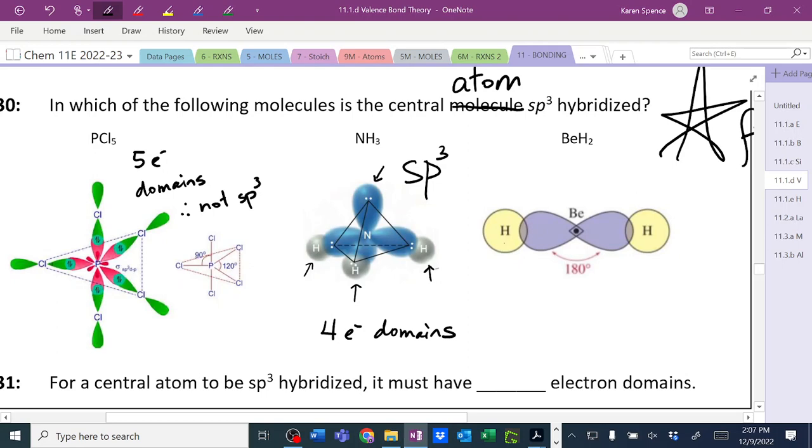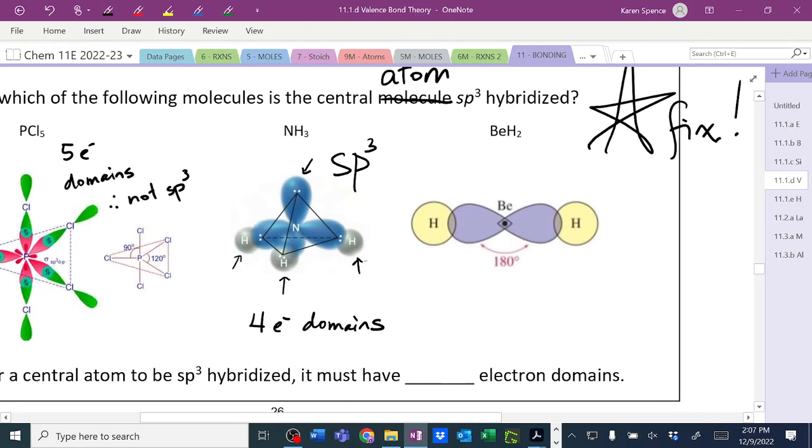How about beryllium here? We have beryllium, H2, BeH2. How many electron domains do we have here? 2. There's 1 overlap here. There's 1 overlap here. What kind of overlap is this, sigma or pi? Sigma. We have 2 electron domains. Anyone want to guess what that shape is? Linear. Yeah. Okay, shape. Yeah. Linear and then bent.